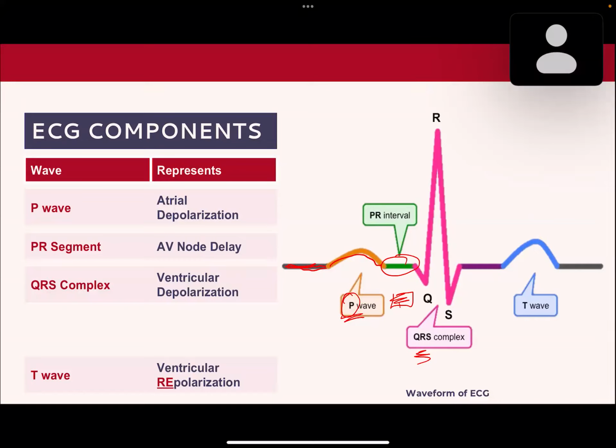You guys might be wondering, why is there atrial depolarization but no atrial repolarization? And that's because it's hidden within the QRS complex. You cannot see it, but it's hidden within the QRS complex.